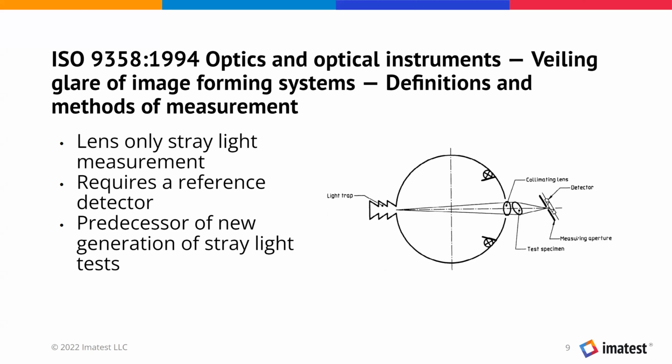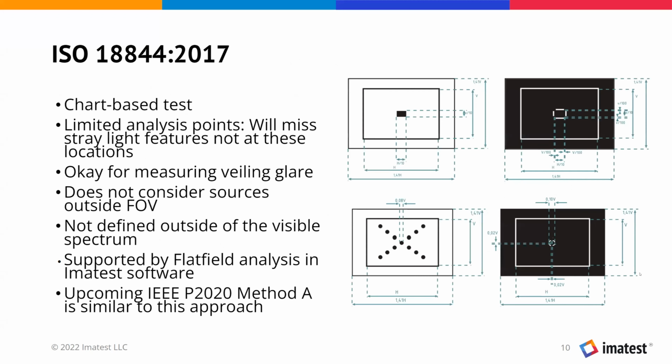It requires a reference detector that has undergone radiometric calibration so that you can get some absolute measurement of the amount of stray light. We also have ISO 18844. This is probably the most well-known stray light test, but it's really a limited test.